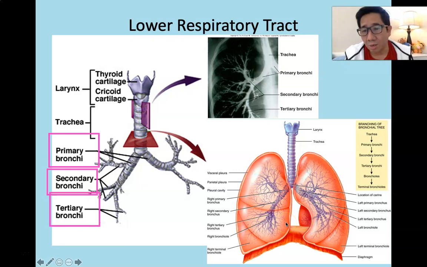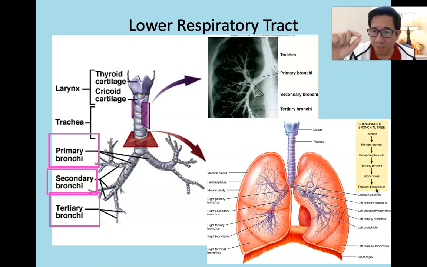And then you're going to go into bronchioles and then terminal bronchioles. Bronchioles are just like artery to arterioles. Arterioles means smaller, even smaller, minute. And then you go into terminal bronchioles at the end.